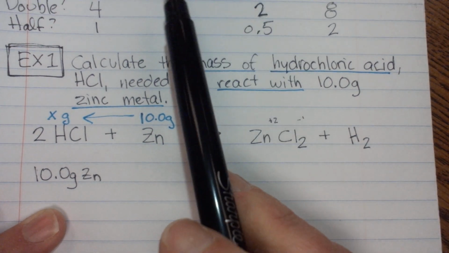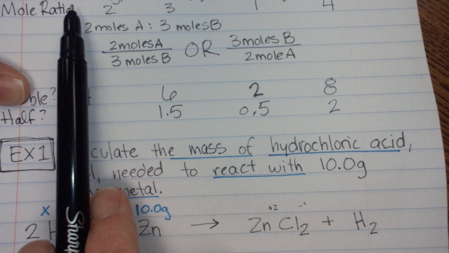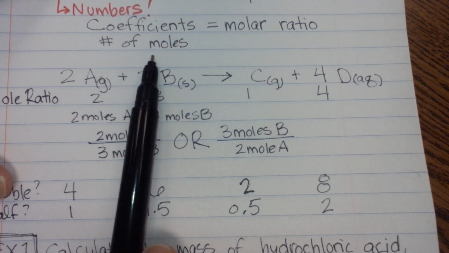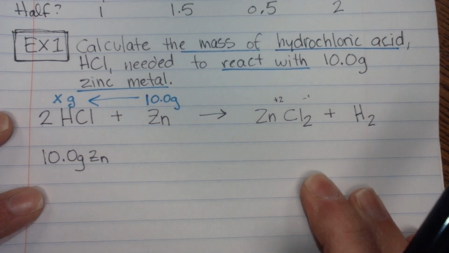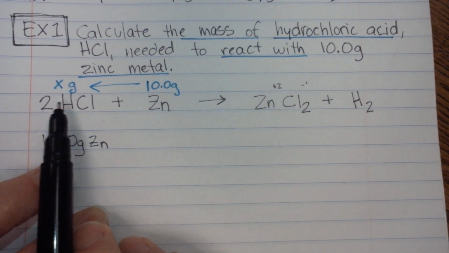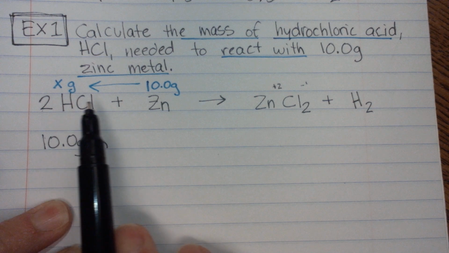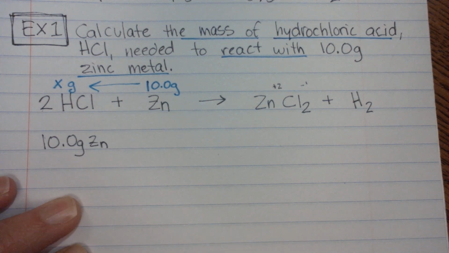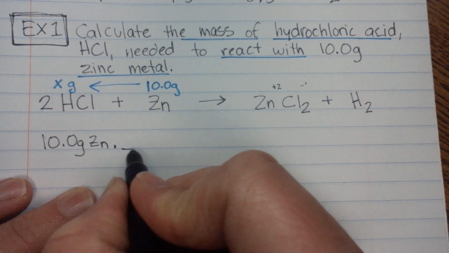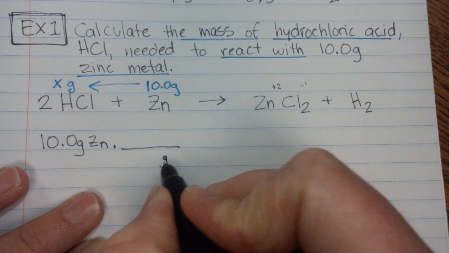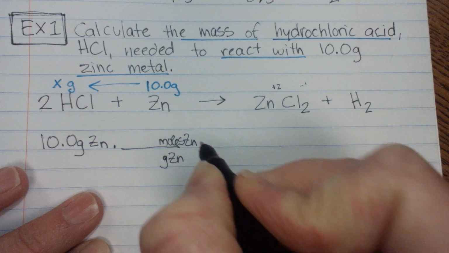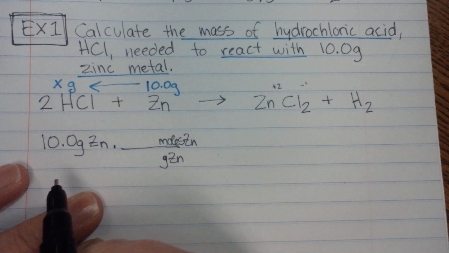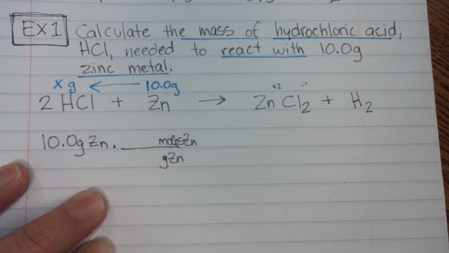Well, we talked earlier about the coefficients are the moles. So, I can't use grams in my example because I don't have any information about the ratio of grams to grams in this. So I'm going to have to change my grams of zinc to moles of zinc. So how do I do that? You got to go back to your periodic table and find the atomic mass of zinc.